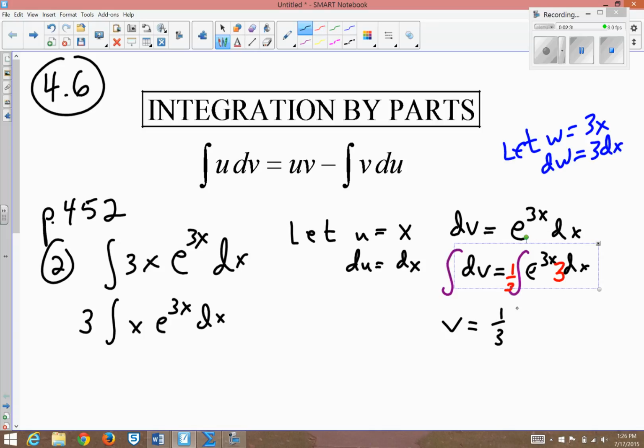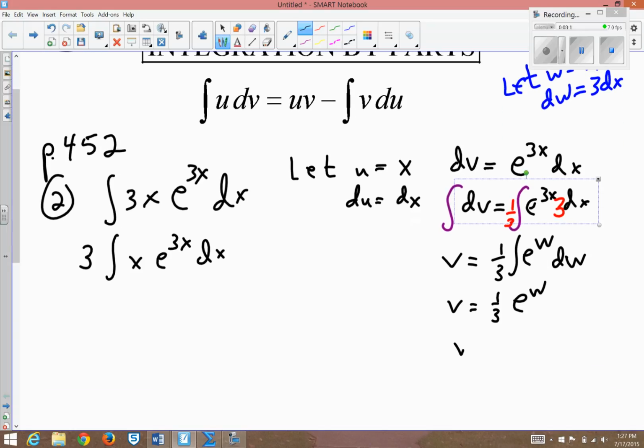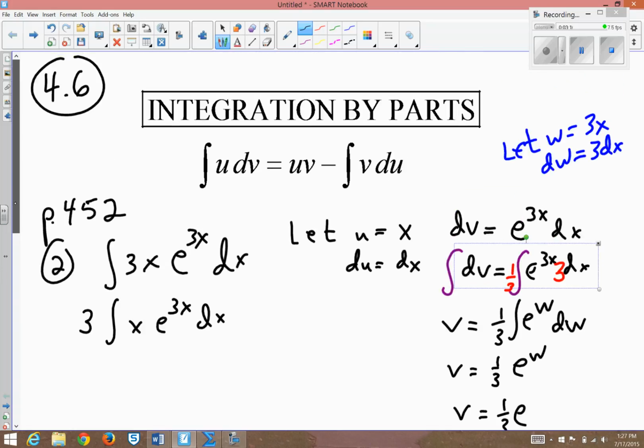We have 1/3 the integral of e to the w, where 3x equals w and 3 dx equals dw. I use w just because u is already used over here. v equals 1/3, and the integral of e to the w dw is e to the w. There should be a plus c here, but it's best to not write it. Don't write the plus c until we're back at the original problem. v equals 1/3 e to the w, but w is equal to 3x.